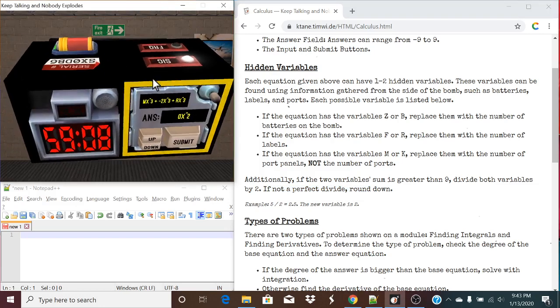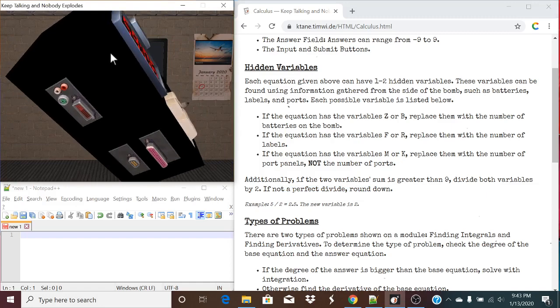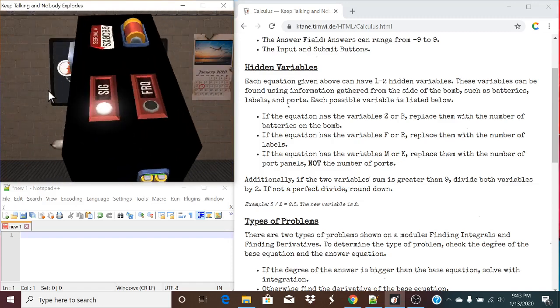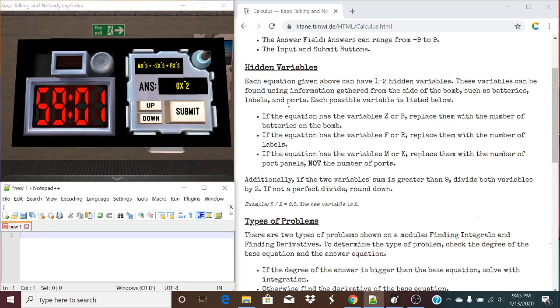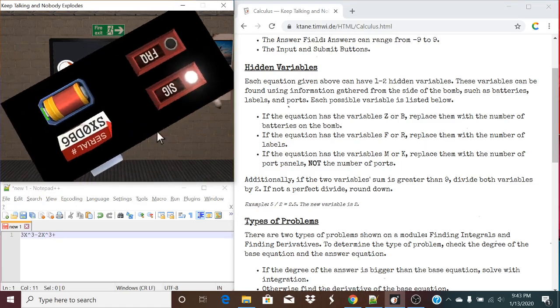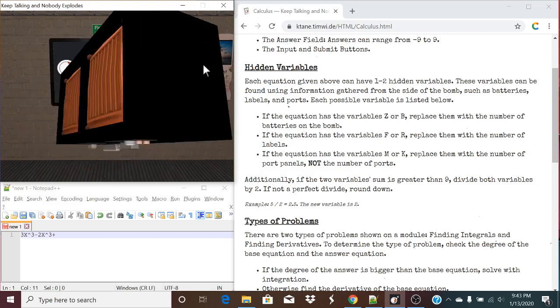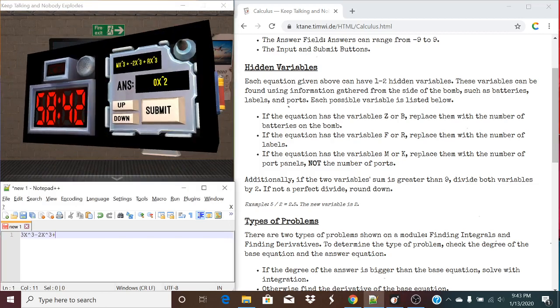So we're looking for m. We're looking for the number of port plates. In this case, we have 1, 2, 3, and that's it. So we have 3x to the power of 3 minus 2x to the power of 3 plus, what's r of x? R is the number of indicators in this case. So we have 1, 2, and that's it. So we have plus 2x to the power of 3.